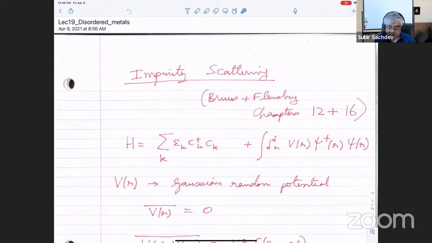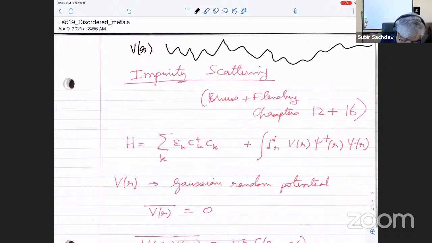All right, so this is our impurity potential. So far, when we did the resonant level model or the Kondo model, there was only one site with an impurity. But now the impurities are scattered everywhere, and so V of R we just assume is some random function of R. And it's weak.